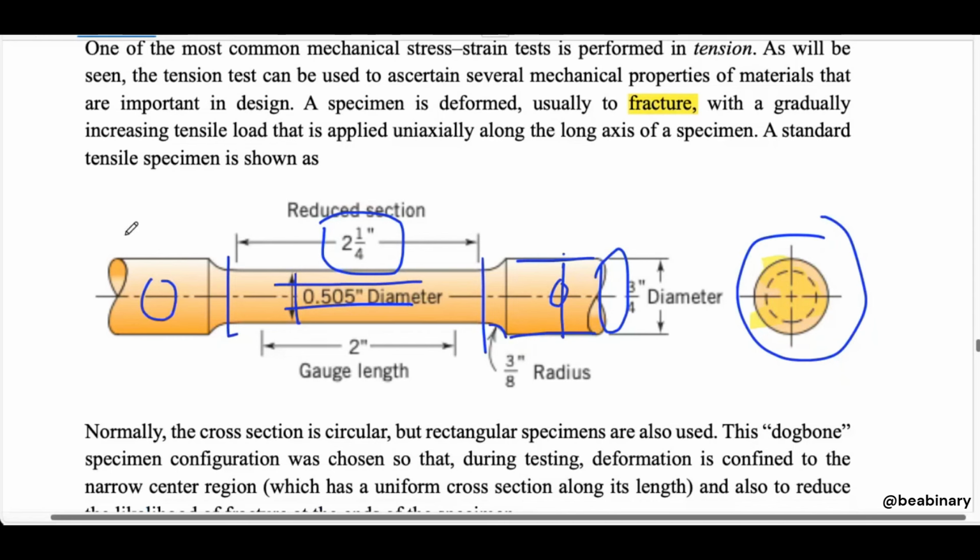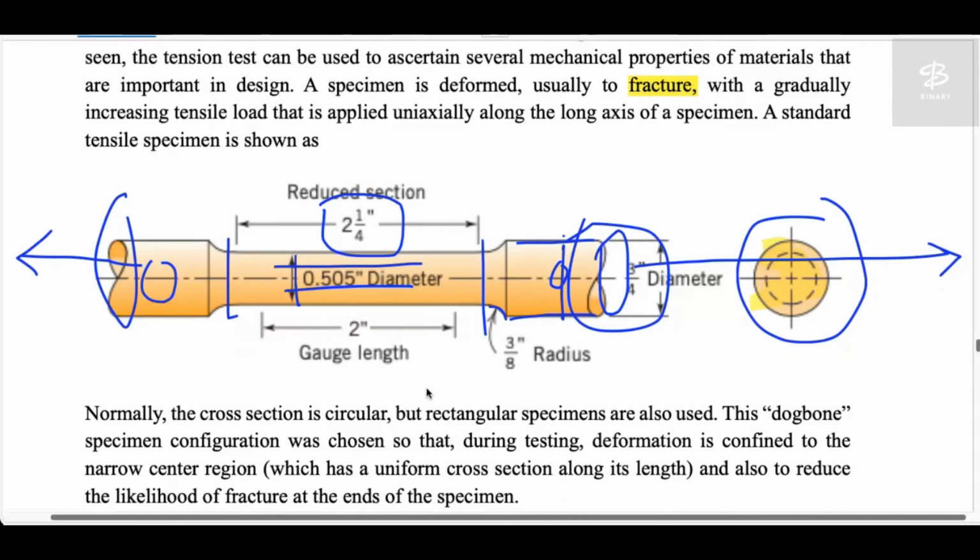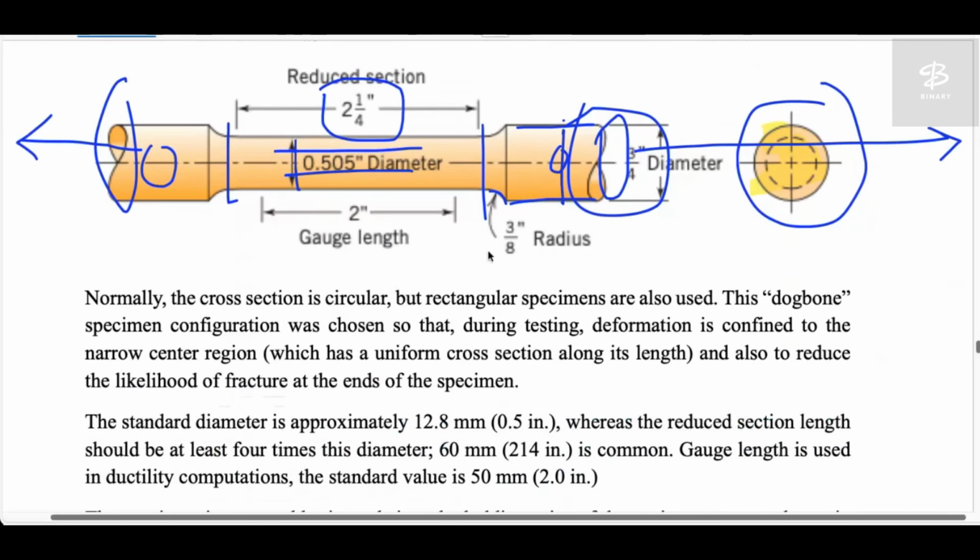Just suppose you have clamped here, and you have clamped here. Now you are pulling this way, and on this side you are pulling the other way. So on both sides you are applying the same load. Once the material fractures or breaks down, you will have the graph on your system that will show you the stress strain diagram, which is very common in material science and in strength of materials as well.